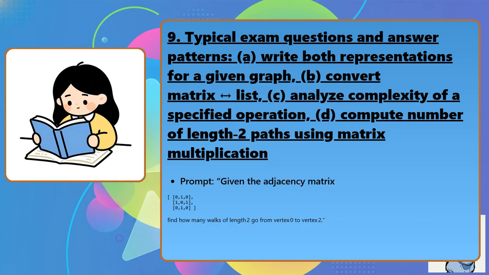(d) Compute number of length 2 paths using matrix multiplication. Prompt: given the adjacency matrix, find how many walks of length 2 go from vertex 0 to vertex 2. Answer pattern: 1. Multiply the matrix by itself, show the formula for entry 0,2.